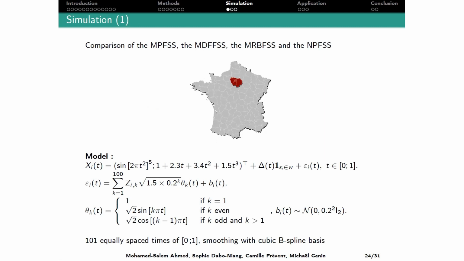Here we simulate by choosing, first of all, some hotspot, some cluster. Here we say that the cluster is here and we would like to detect it. So we simulate using functions, here the Fourier basis functions for instance, and we simulate several functions, and these functions are correlated. The correlation is based on a variable that may be Gaussian, exponential, etc.